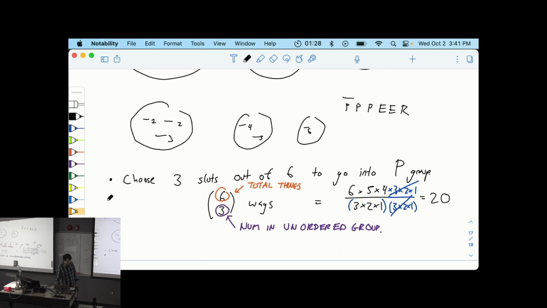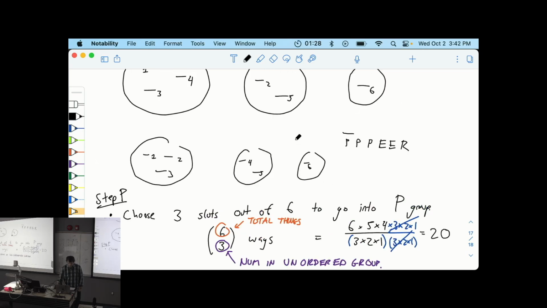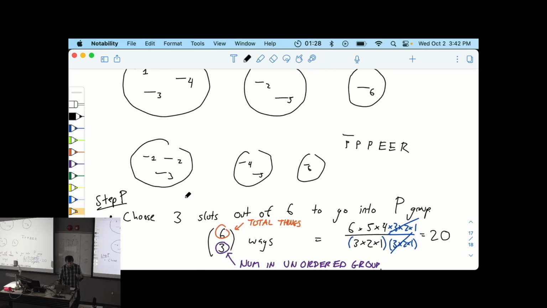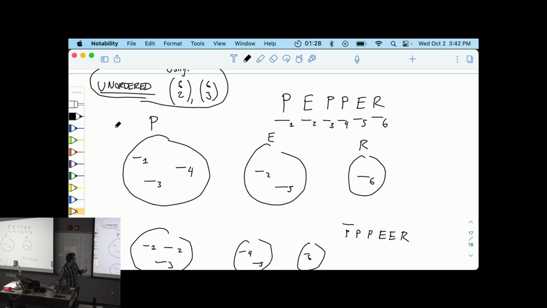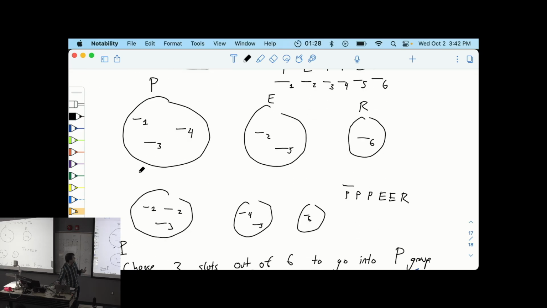That was step 1. All right, let's call it step P. That's a good name. Step P. Questions or comments about the step P, filling in the P's? So there's 20 ways to do that. Next up, we got 3 left, right? So of these little bag of 1, 2, 3, 4, 5, 6 slots, I have used 3 of them and put them in the P section.